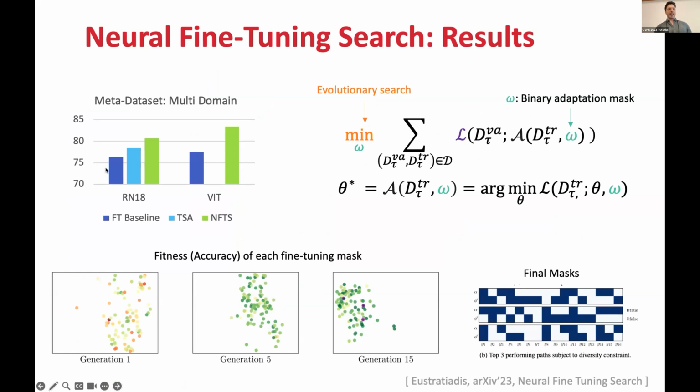But if you follow those fine-tuning masks, you get solid improvement on the previous state of the art from last CVPR. And this kind of where to fine-tune or not, you can scale all the way up to ViTs and get super high performance.